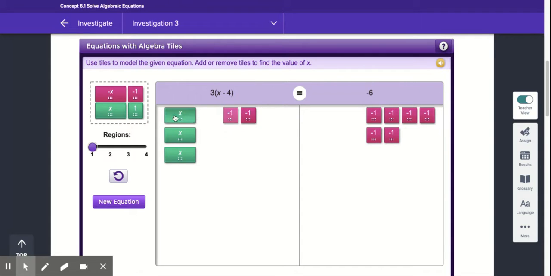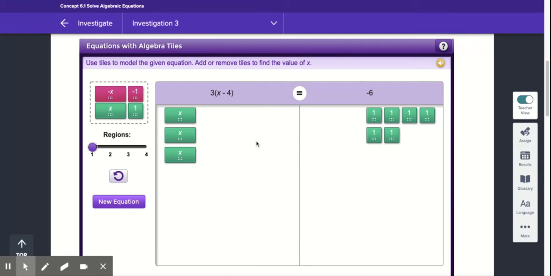But remember, what I do to one side, I have to do to the other side. So I'm going to grab 12 over here. 1, 2, 3, 4, 5, 6, 7, 8, 9, 10, 11, and 12. Notice we had a -12 here.